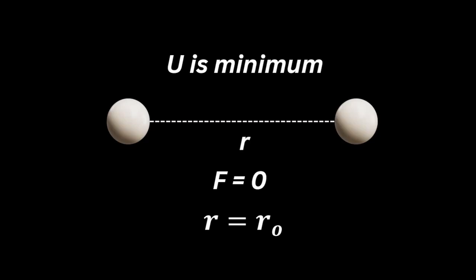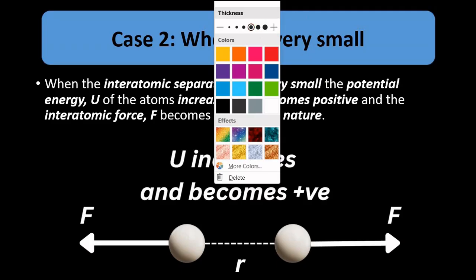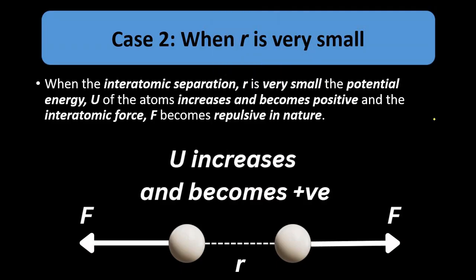Now the other case, when the separation distance is lesser than the equilibrium separation, that is R is lesser than R0. In this case, the interatomic forces are repulsive in nature. Each atom tries to push the other atom away from it. So basically here also the repulsive interatomic force tries again to restore the atoms back to their original equilibrium position.